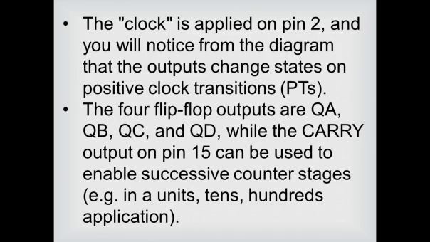JK master slave flip-flops respond on the trailing edge, but the clock is applied through the inverter to the flip-flop. So the output actually occurs on the positive transition of the clock pulses. So the output changes state on a positive clock transition. The 4 flip-flop outputs are QA, QB, QC and QD.